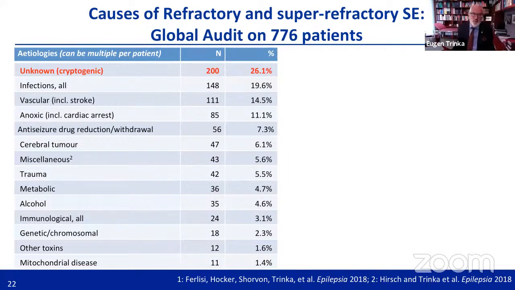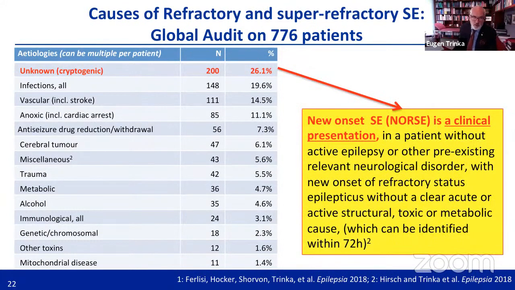But there is an important group, it's the cryptogenic or unknown group. Cryptogenic and unknown is synonymous. The preferred term by the Anglo-American literature is unknown. 26% of the super-refractory status is unknown. The cause is unknown. And the other ones, they distinguish by certain rare diseases. Some of them are common, but there is an important message here.